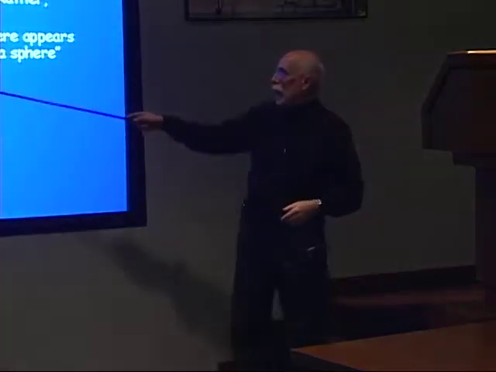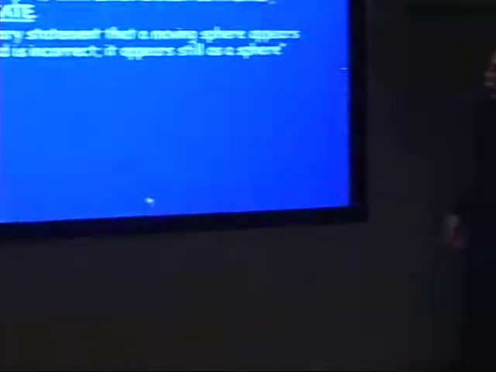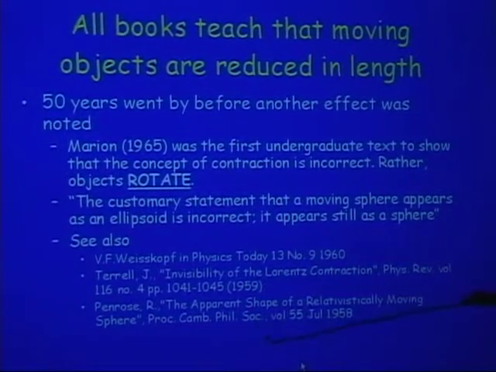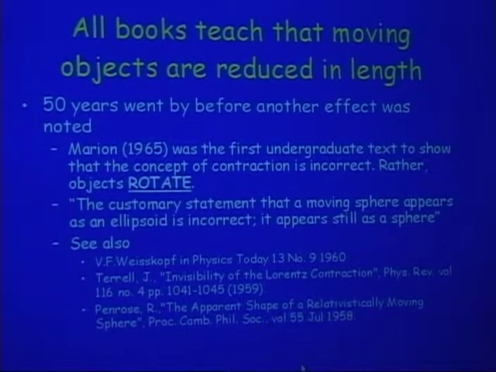It's very common to see this statement that a sphere going through your frame at a relativistic speed is not a sphere, but looks more like not a football, a rugby ball, sort of crushed down. Let's go next. There's lots of discussion about this, including famous people like Roger Penrose.